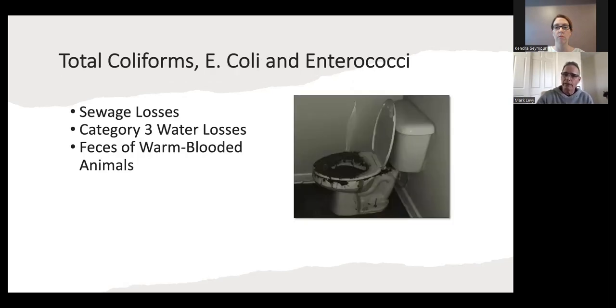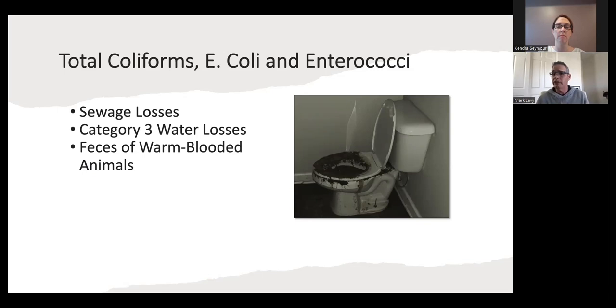So total coliforms, E. coli or enterococci, are very common types of bacteria that actually are from sewage losses or certain types of category 3 water losses. And keep this in mind, typically when you're dealing with E. coli or certain types of coliforms, especially fecal coliforms, they could be coming from warm-blooded animals. Well, we don't have animals in our home that basically could be just leaving feces around the home typically, but people need to understand that when you have a water event, whatever on the outside of that home could actually get pulled in and migrated into the home with that water event.